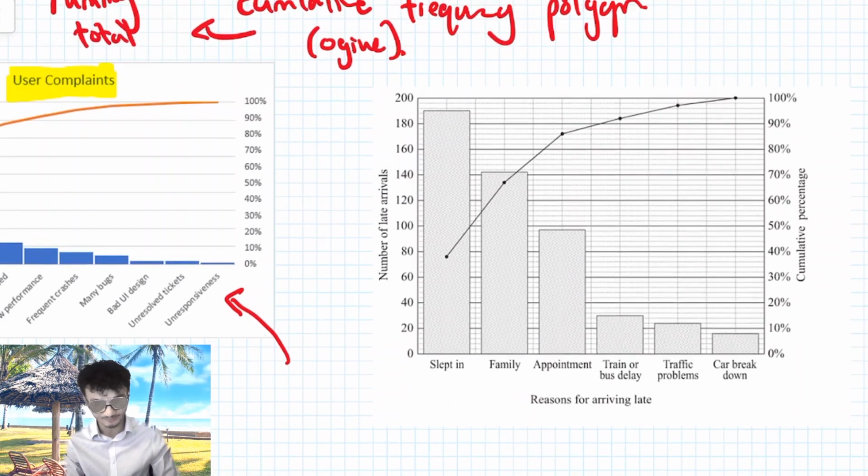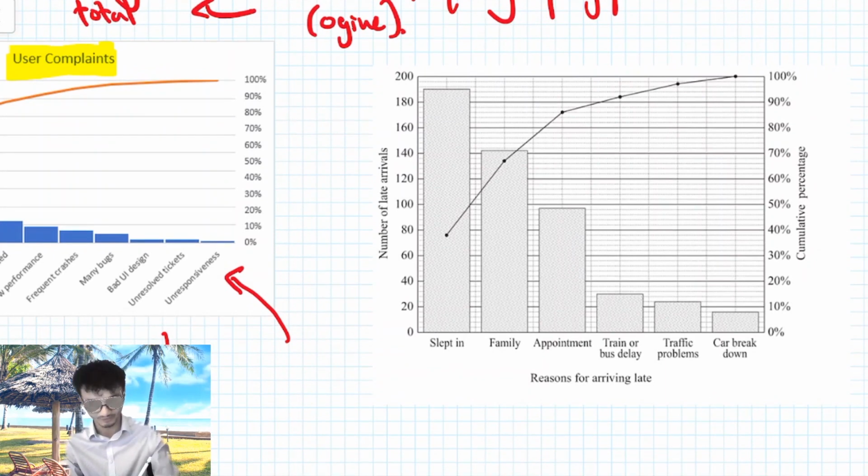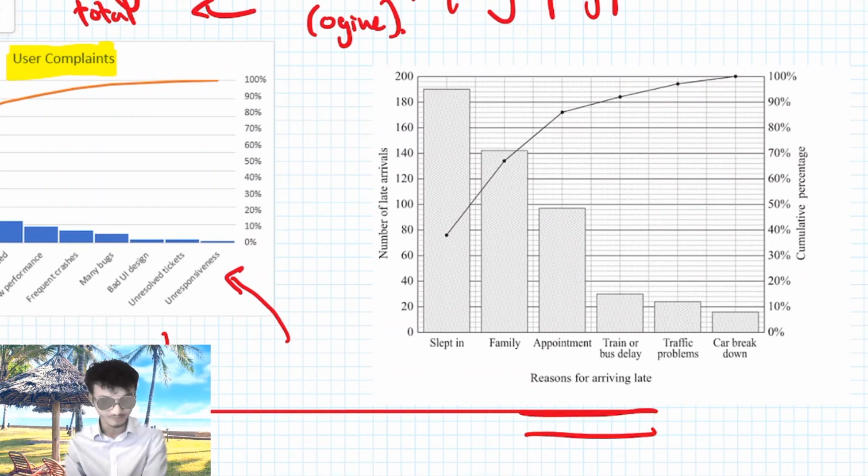Same thing over here though. Reasons for arriving late. If you've arrived late to school, you might have come up with some of these. Well, you probably don't want to tell them that you just slept in. So the next one after that, that you'll probably tell them, is transport. But yeah, so reasons for arriving late. Slept in was the biggest one by far, and then they've got family, and then they've got appointments.